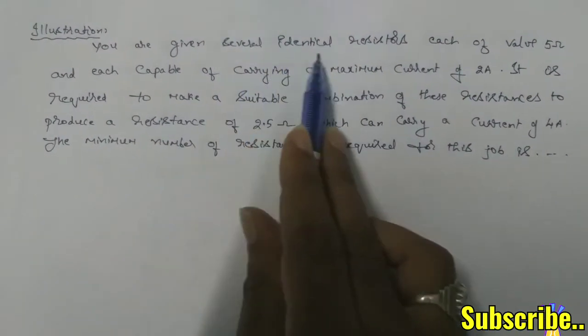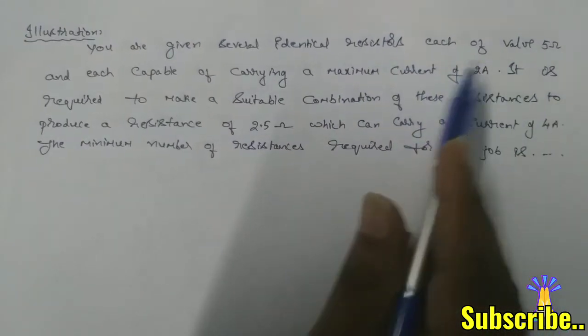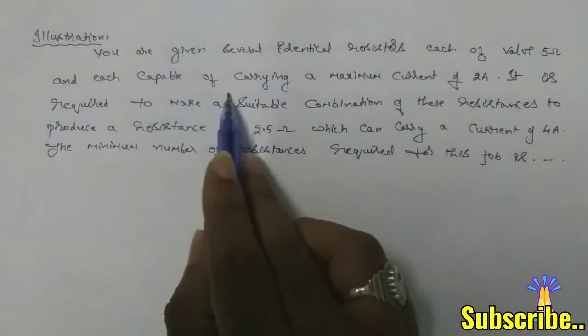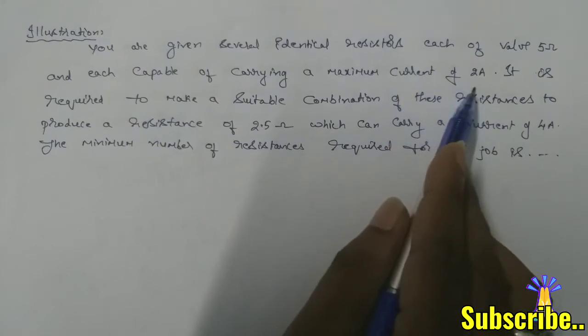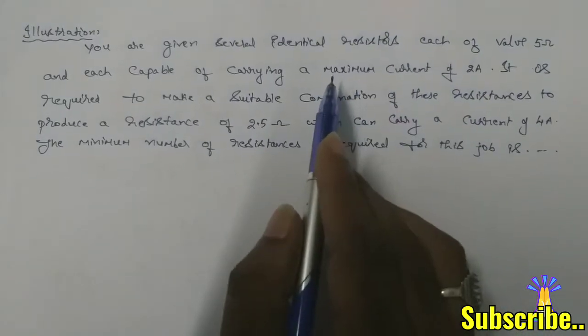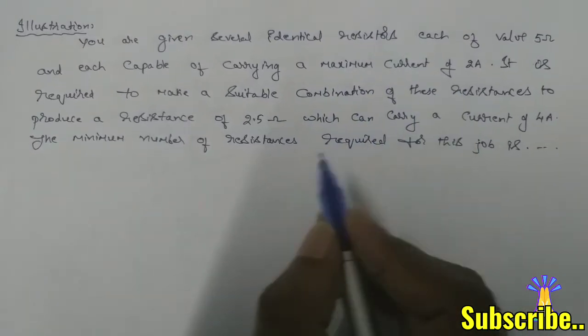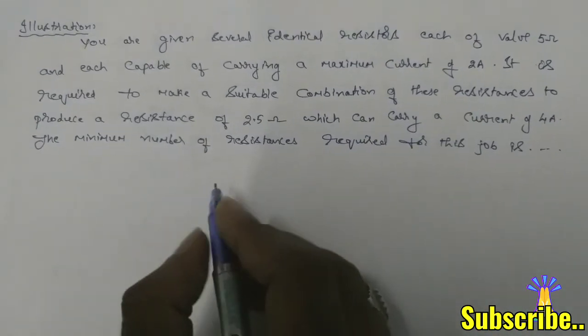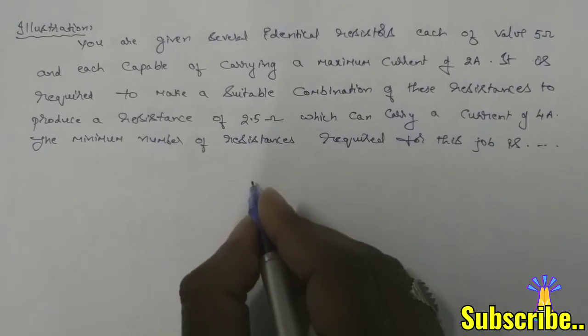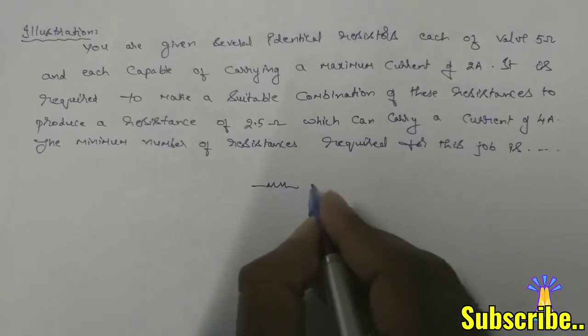In this problem, you are given several identical resistors, each of value 5 ohm, and each capable of carrying a maximum current of 2 ampere. So the problem we can take like this. Here several identical resistors are given.